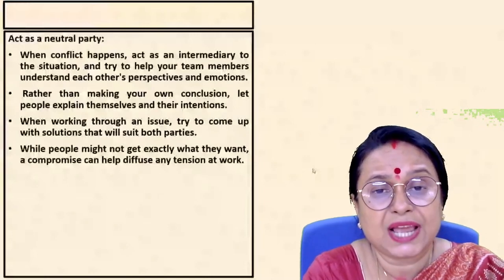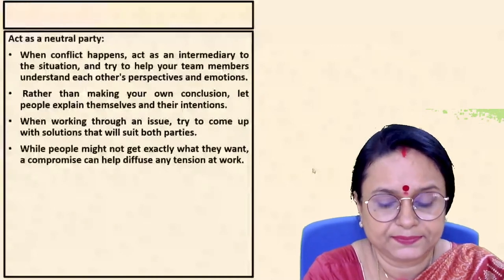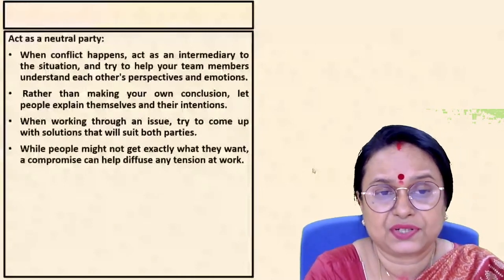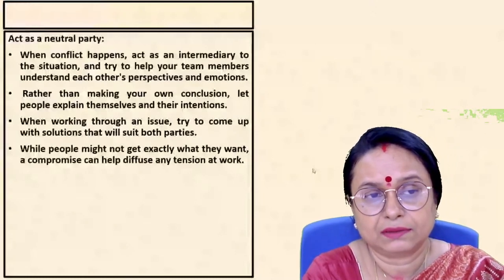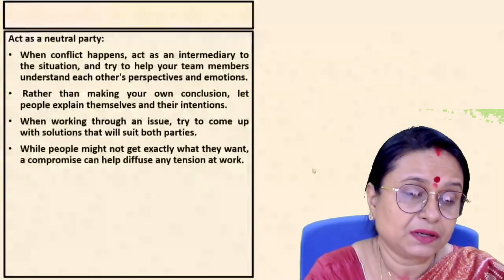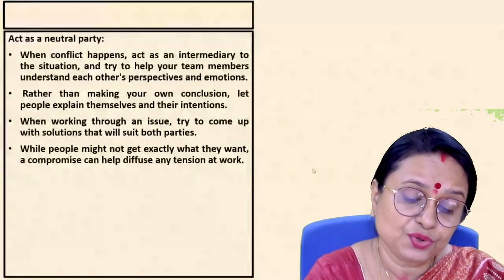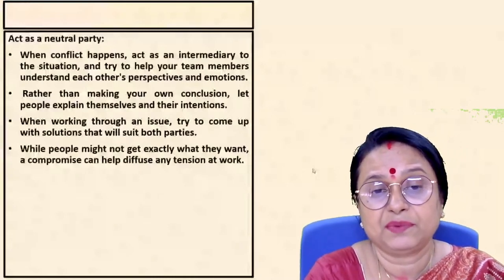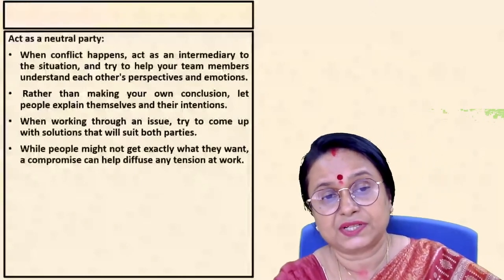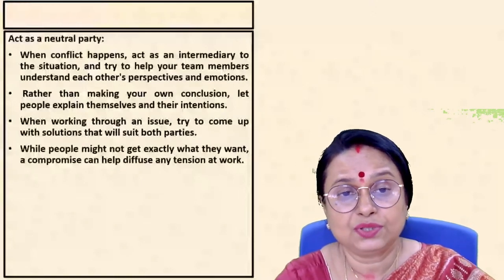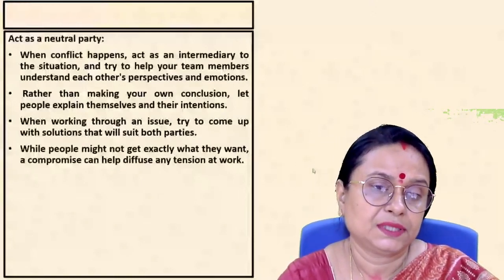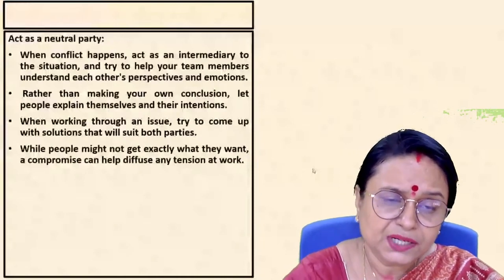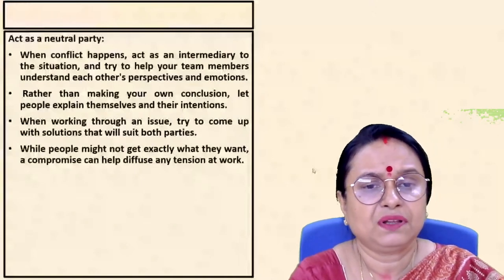When working through an issue, try to come up with solutions that will suit both parties. So the solution should be given as per both parties' interest, not favoring or supporting someone. Whatever decision, conclusion or solution is given, it should suit both the subordinates. While people might not get exactly what they want, a compromise can help diffuse any tension at work. Because if a solution is given to suit one party, the other person may be unhappy with it. But a compromising solution or a midway situation will help to resolve the conflict.